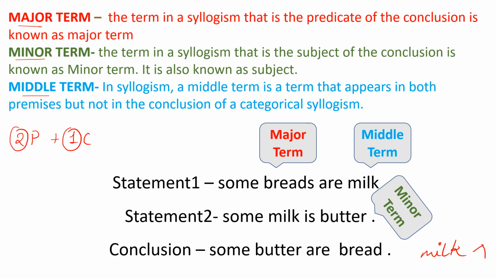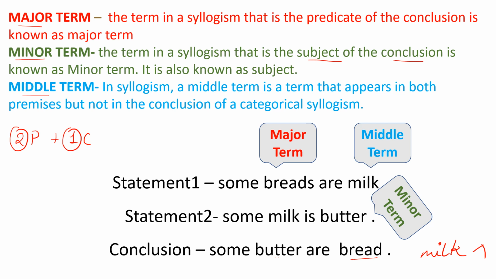Major term. Major term is the term in the syllogism that is the predicate of the conclusion. So what is the conclusion? Some butter are bread. So bread is the major term. The term which is the predicate of the conclusion is called the major term. The term that is the subject in the conclusion is called the minor term. Okay, so the term in a syllogism that is the subject of the conclusion is the minor term.